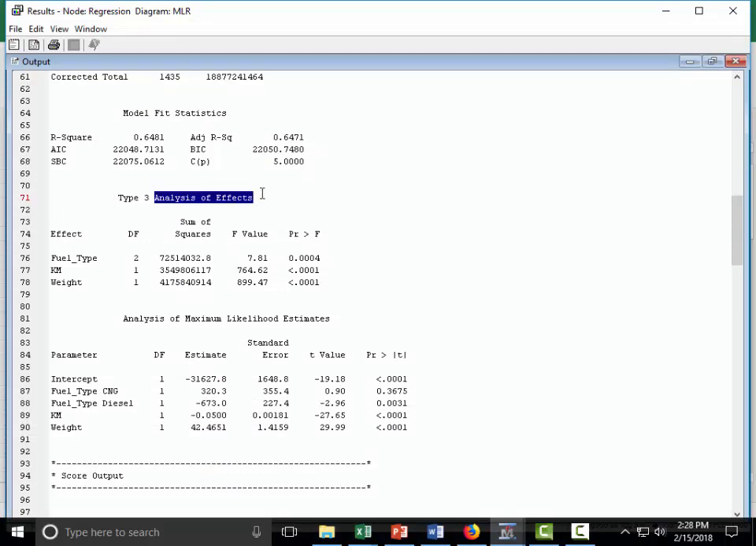The analysis of effects takes each effect here. Okay, you can think of an effect as one predictor, before any dummy variables are made. So we have 3 effects here. Fuel type is one effect, that has 2 dummy variables. Weight is one effect, and it's an interval variable, so no dummy variable for that. That's just one variable. And kilometer, just one variable.